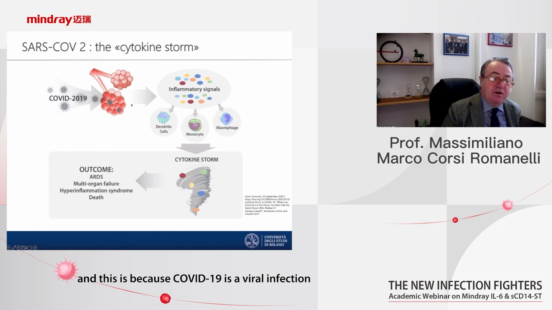And this is because COVID-19 is a viral infection that transmits inflammatory signals to several types of cells, like dendritic cells, monocytes, and macrophages, that start the cytokine storm. This is from Frontiers in Immunology in 2020, when COVID arrived also in Europe, and this is a fantastic paper. And when you come out of the storm, you won't be the same person who walked in. It is a paper in Frontiers in Immunology from two years ago.